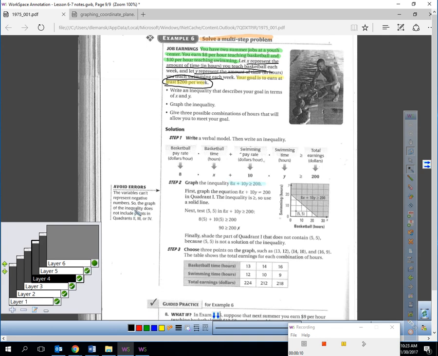So let's look at the equation they write. $8 an hour for each hour of teaching basketball plus $10 an hour times each hour of teaching swimming has to be more than or equal to 200. Okay, there's my inequality in standard form. Now I want to graph it. So remember, the hours of basketball are my x's, which they labeled, and my hours of swimming are my y's, which they labeled. Okay, so now I got to graph it.